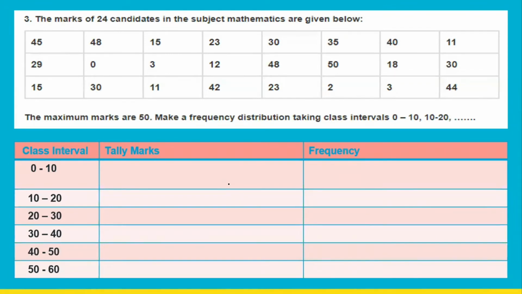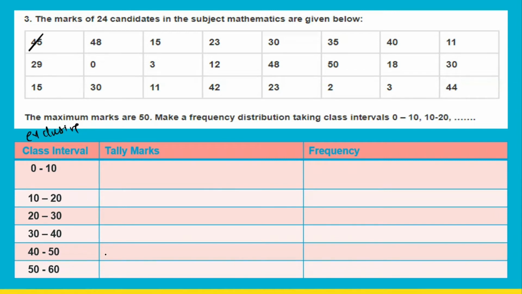Now these types of class intervals are called exclusive class intervals. Why exclusive? Because here the upper limit is excluded. We don't take 10 between 0 and 10. 0 is called the lower limit, 10 is called the upper limit. Now we start taking the data.